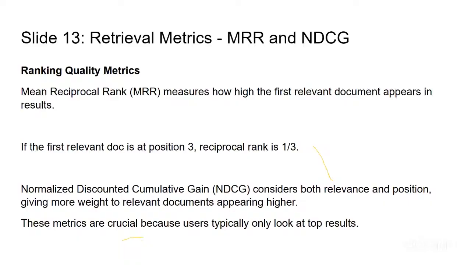Now, normalized discounted cumulative gain, NDCG, considers both relevance and position, giving more weight to relevant documents appearing higher. So if your relevant documents appear higher in the list, what will happen? Your context to the LLM becomes much more accurate. So these metrics are crucial because users typically only look at top results.